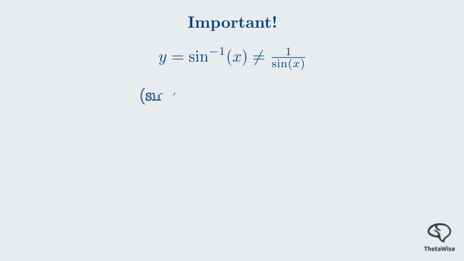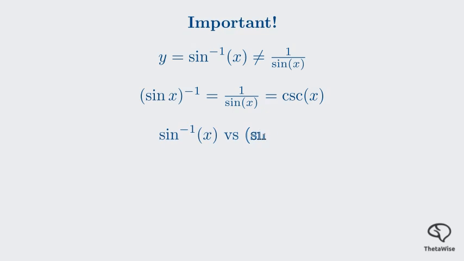So, sin x to the power of -1 is the reciprocal of sin x, or 1 over sin x. This is cosec x. They are different. Let's be absolutely clear. The -1 in sin inverse of x indicates an inverse function. The -1 in sin x to the power of -1 indicates a reciprocal.